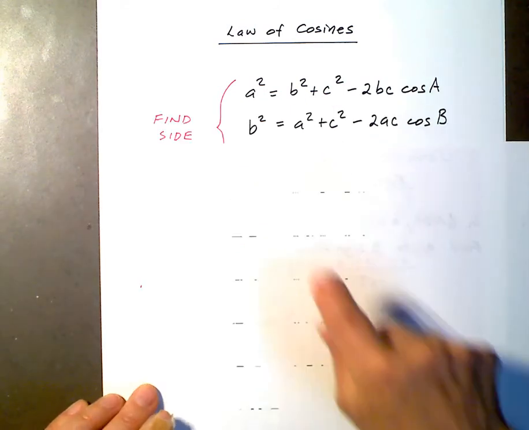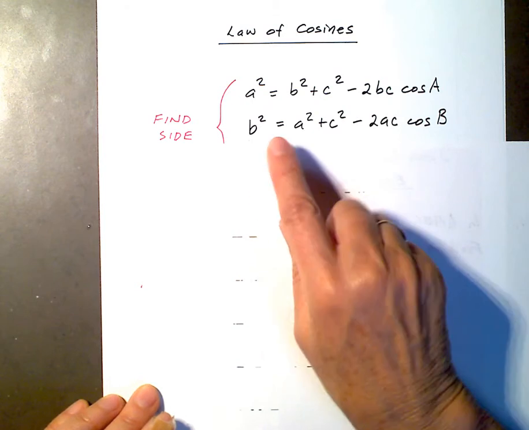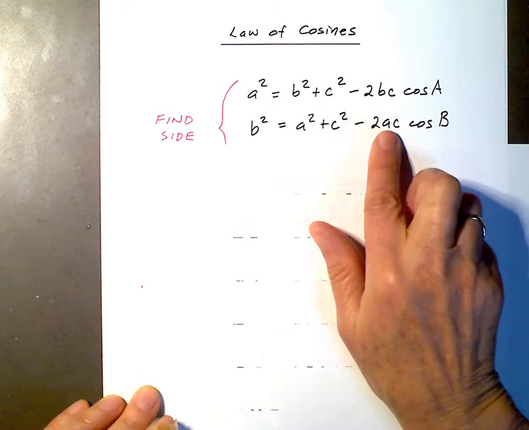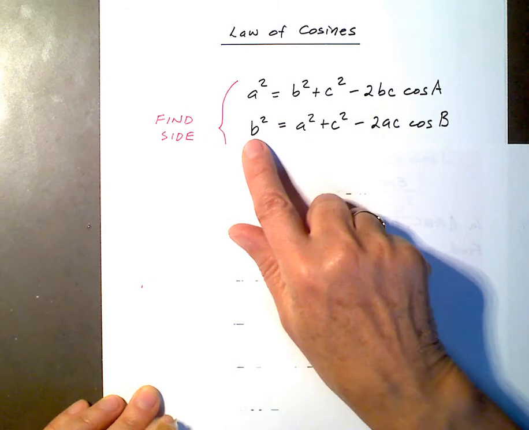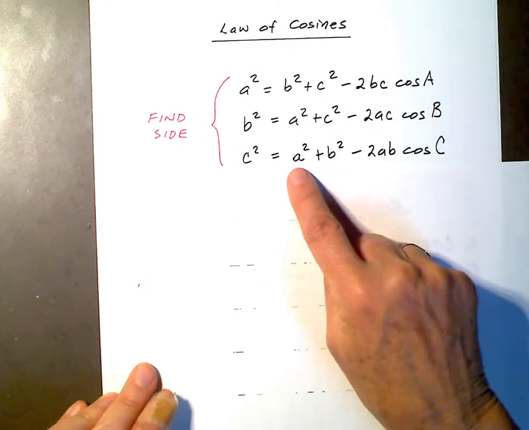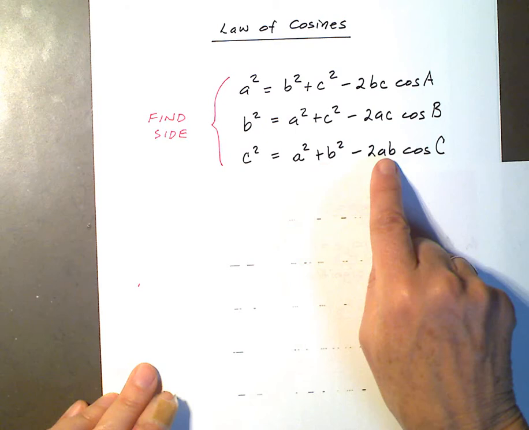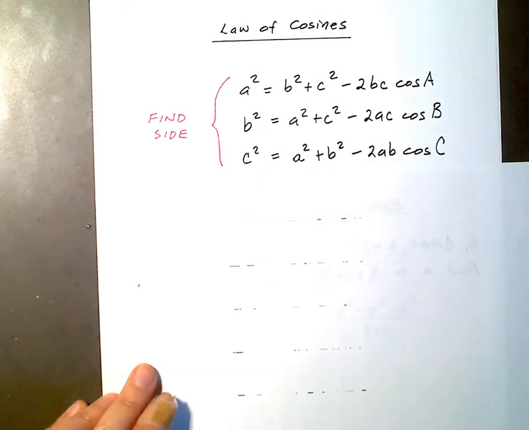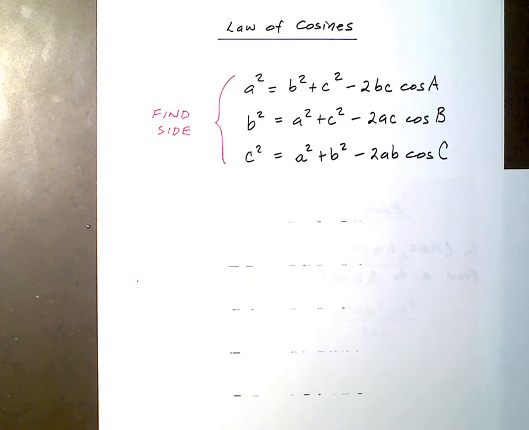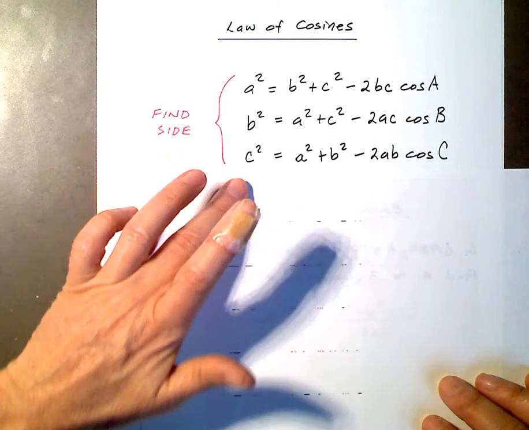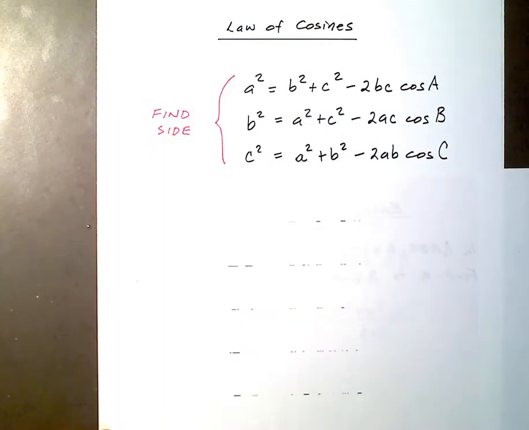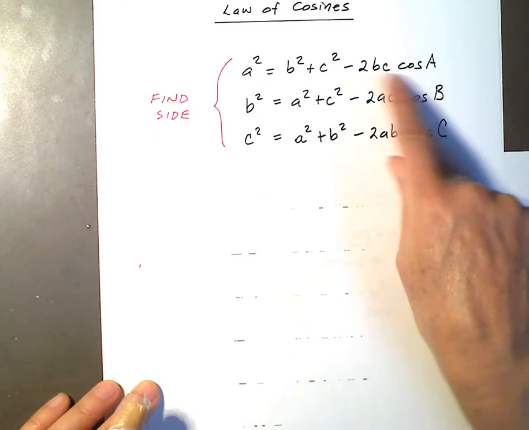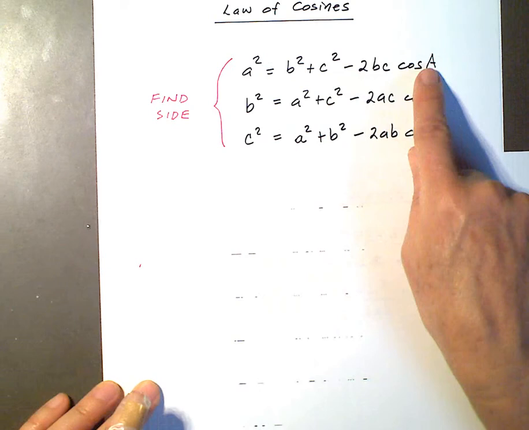If you're trying to find the side b, you use the a and c here and the cosine of angle B. And if you're trying to find c, you use the other two sides, the a and the b here, and you're using the cosine of the angle opposite side c. So that is one form of the law of cosines, with the side squared isolated.